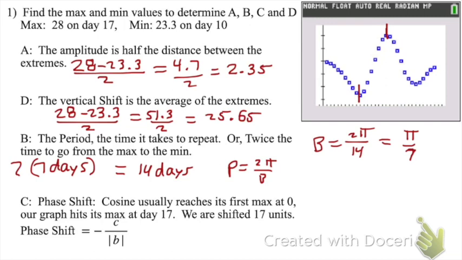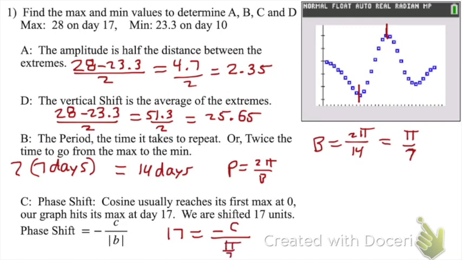Now we have to look at a phase shift. Usually the cosine function is at 1 when the angle or the x is at 0. Now our max value is happening on day 17, so we are shifting this 17 units to the right. Our phase shift, if you remember from our handout, is negative C over the absolute value of B. We know we're shifting 17 units, so 17 equals the opposite of C, which we're trying to discover, over our B, which is pi sevenths.